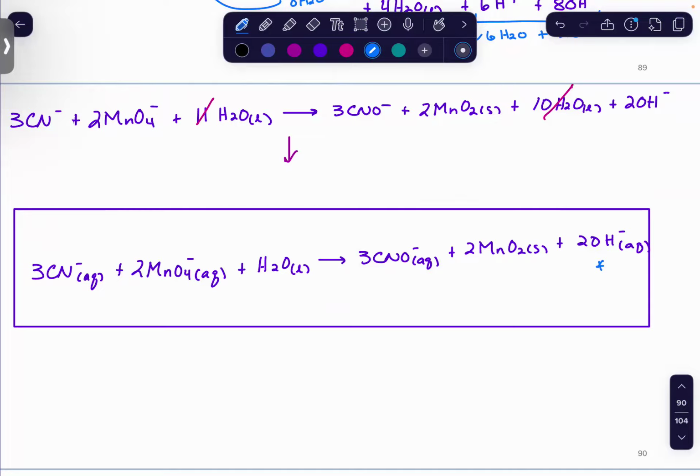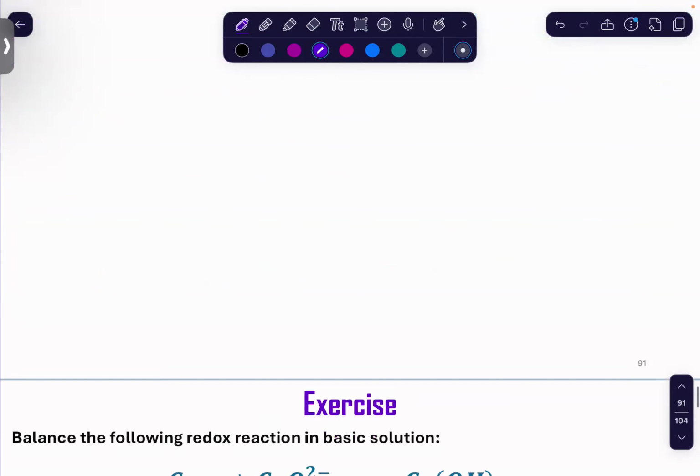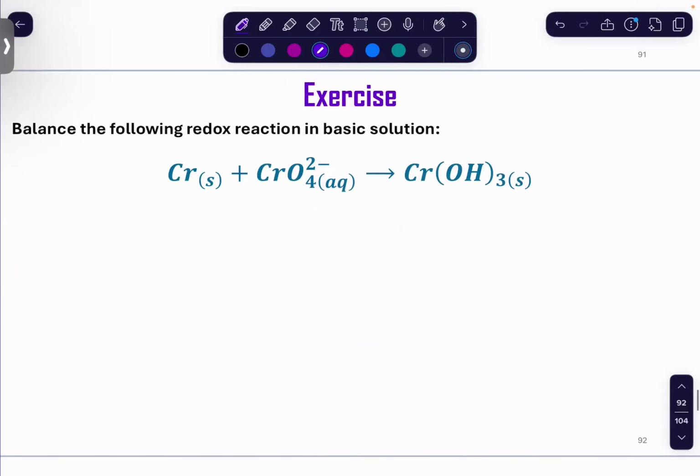All righty. So that was your first basic solution. We're now going to do a second one to practice. See, what I would do in class is this is where I would tell the class to get in groups and try to solve this. So you might want to pause the recording and try it for yourself, but otherwise, here is redox in a basic solution. Looks a little more tricky, but it's really not.